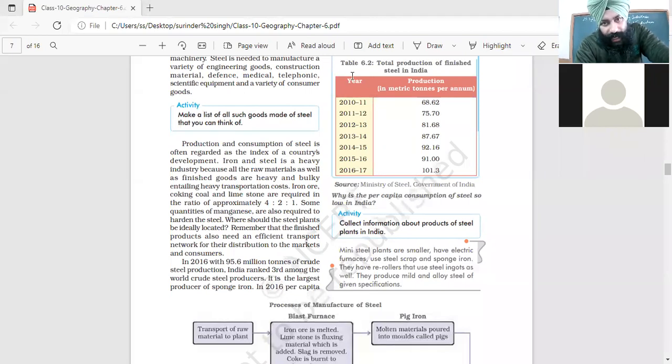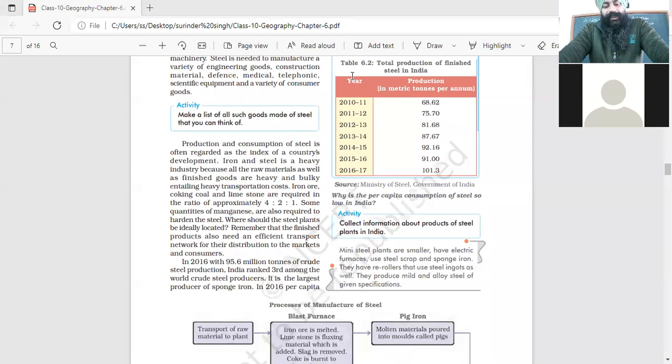Iron smelting occurs in blast furnaces in which iron ore is melted at a high temperature, and limestone is added as a fluxing material. Afterwards, the slag is removed and the molten form of iron is separated from the iron ore, which is known as pig iron. That pig iron is used to manufacture steel when it is mixed with manganese, chromium, and nickel.